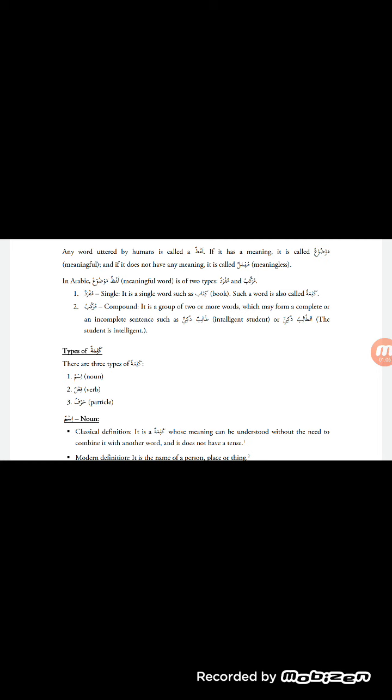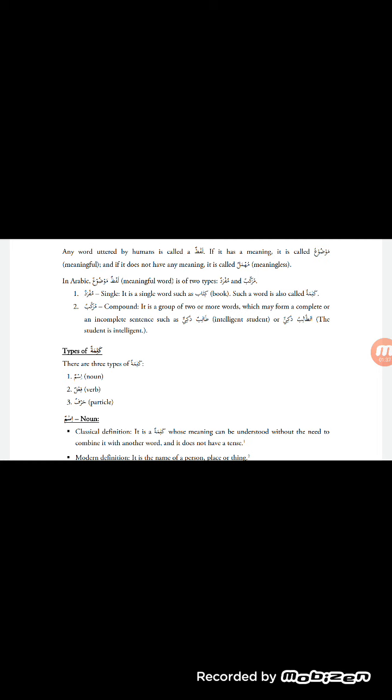So if I say the boy, the is a lafz, boy is a lafz, it has a meaning, and I've uttered it. But if I write on the paper Zaid or Bat, and I show you, what will you say? Is this a lafz? No, because I have not uttered it. But when I utter the word, you will say this is a lafz.